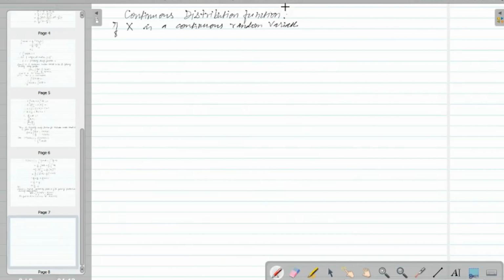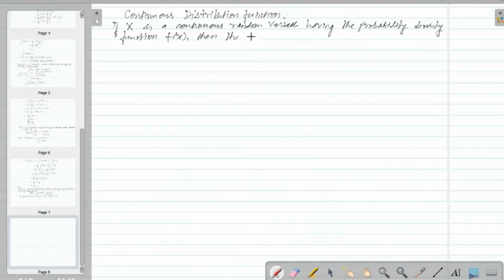Having the probability density function, the probability density function f of x is given to you. Then we define the function.